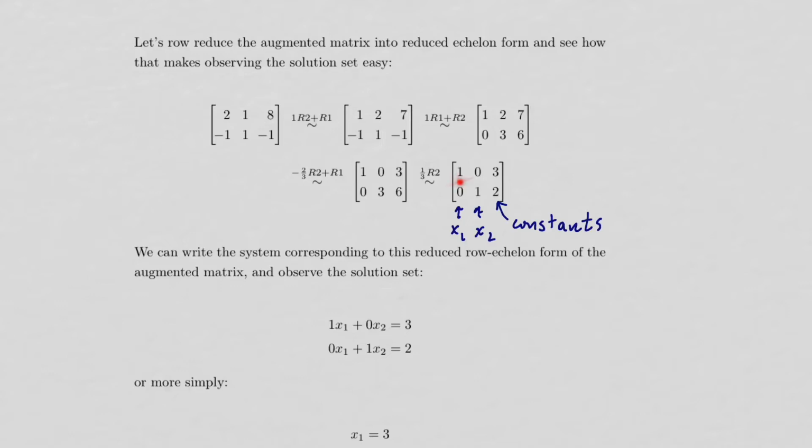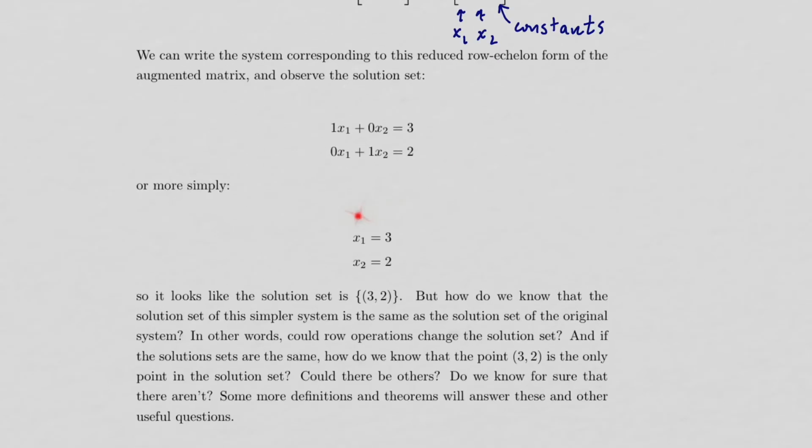So this first row says 1x1 plus 0x2 equals 3. So there's my first equation. The second row says 0x1 plus 1x2 equals 2. So there's my second equation. Well, now when I'm looking at this, that's so simple, I can just write down x1 is 3, x2 is 2. So there's my solution set, the set that contains the point 3, 2.